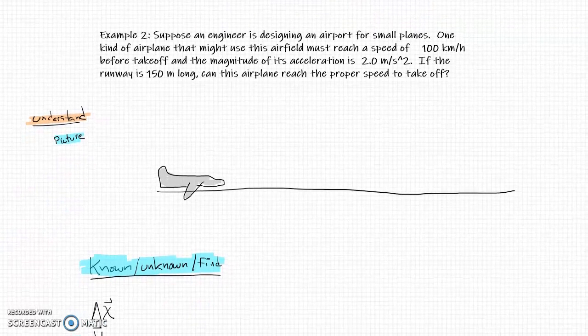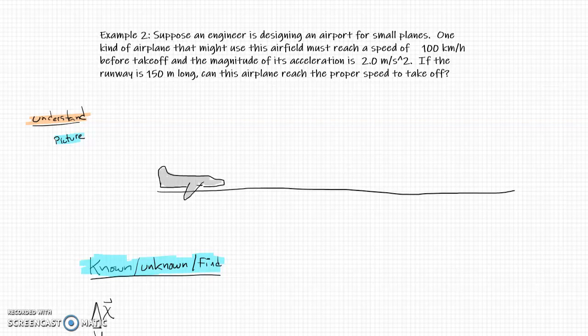So we have here example 2, and I'll let you go ahead and read it. But basically, we have a plane, and it's trying to take off. And it looks like we have a runway that's 150 meters long, and we are wanting to know if this plane has enough room to actually take off. So let's start off by showing we understand what's going on by drawing our picture.